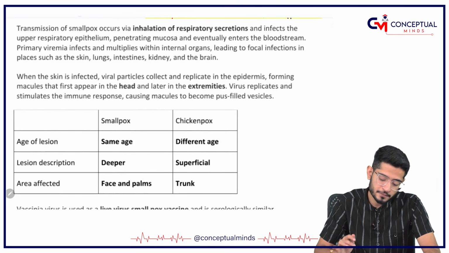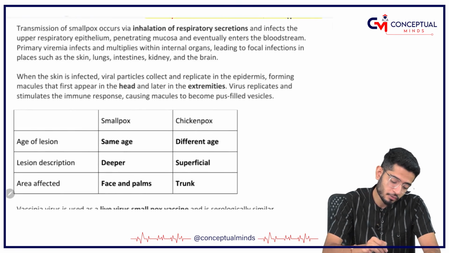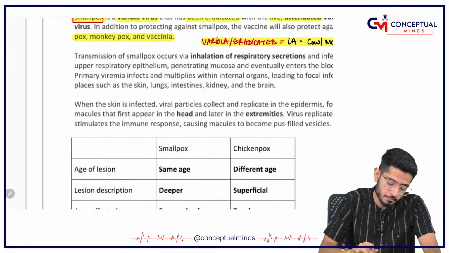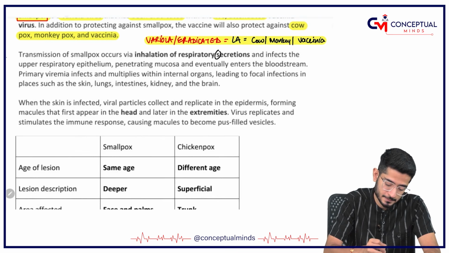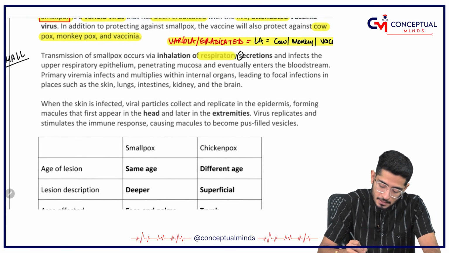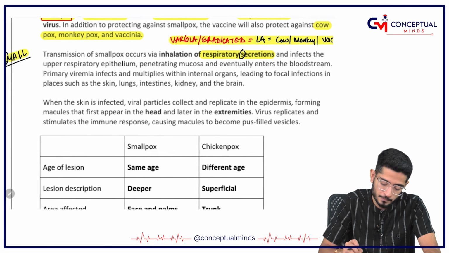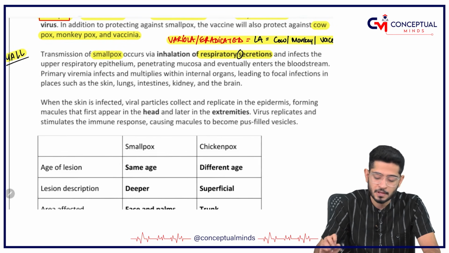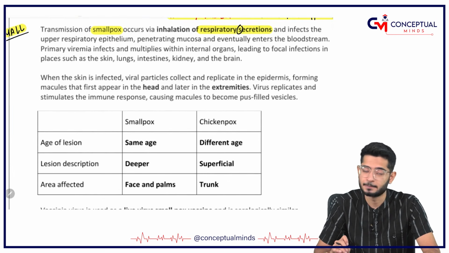Now transmission of smallpox is by the small droplets or small secretions. Now how do I remember? SMALL, small, and this S is important, okay. So this S means respiratory secretions, this S means S for small. So remember, smallpox is going to get inhaled by the respiratory secretions, okay.